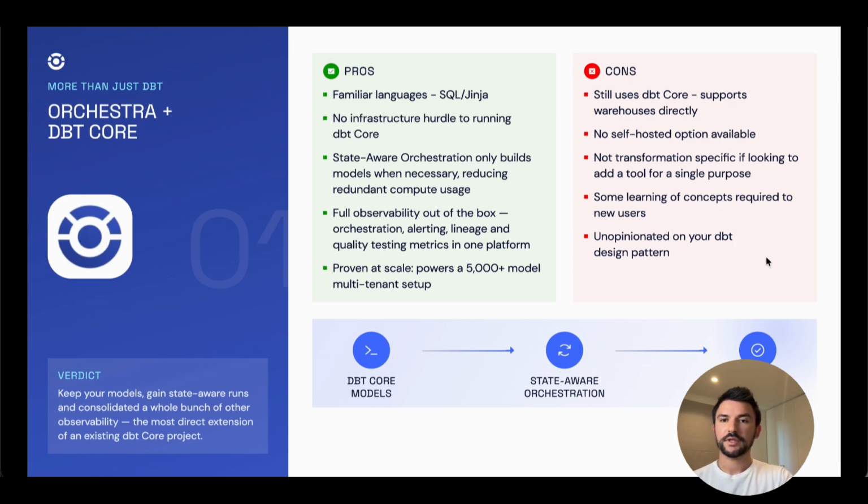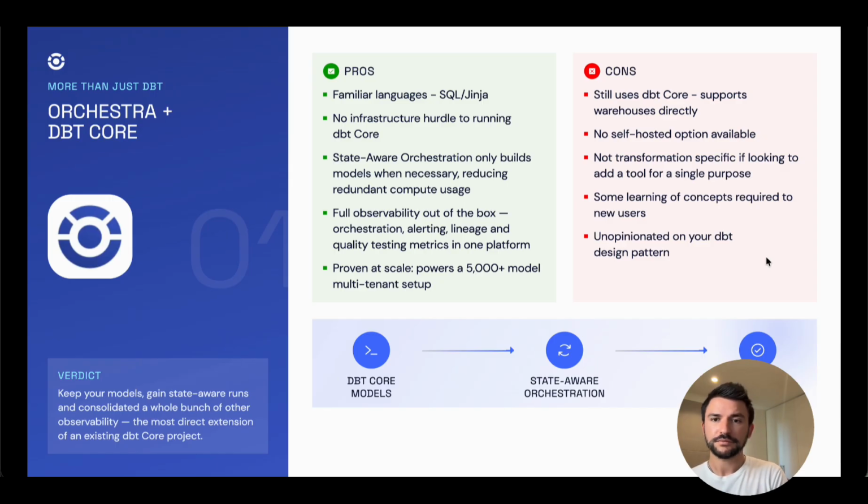at this point. There is no self-hosted option or open source for Orchestra itself, although their DBT state-aware part has an open source portion. The platform itself does not allow self-hosting, so you'd have to have an Orchestra account, but you can set one up easy enough. It's not transformation specific. So if you did want to add just a single transformation tool to your stack and that's what you're looking for, it might not be for you, but these days that probably isn't even the way to go.